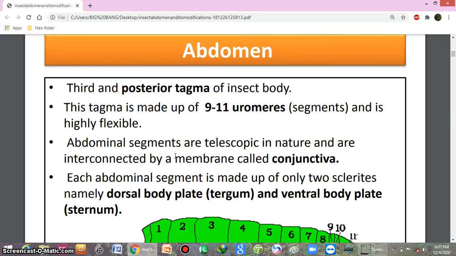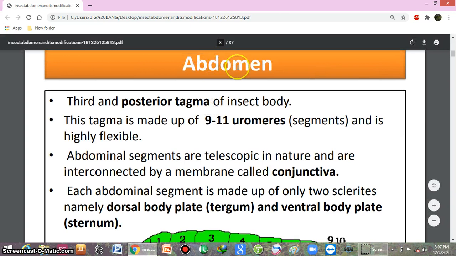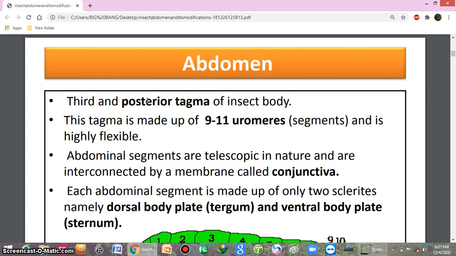Assalamu alaikum. Today I am going to discuss the topic abdomen or the abdominal segments of the insects. Abdomen is the third segment of the insect body and it is the posterior tagma of the insect body. Normally 9 to 11 segments are present in the abdomen and these are known as the uromeres.